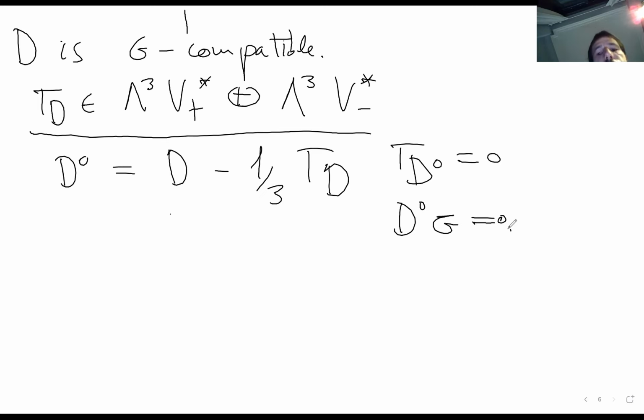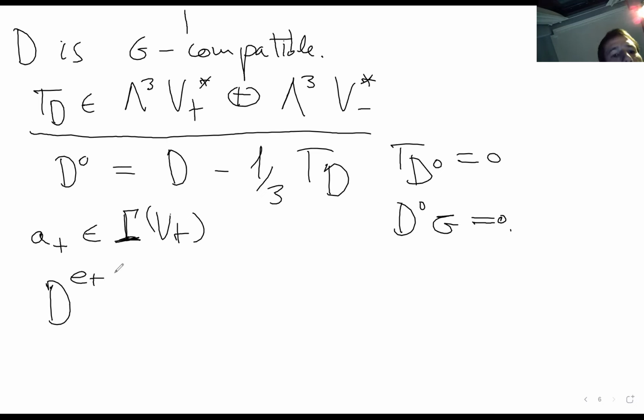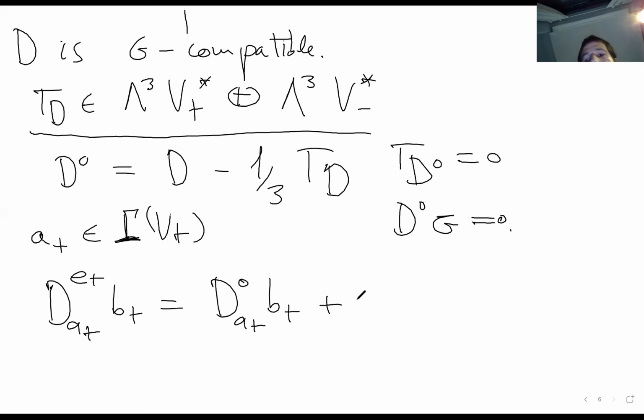Are there more? Yes, in fact there are more of these generalized connections, because if you take an element, for example, A plus in the sections of B plus, then you can deform this by doing the following. I define a new connection by modifying the pure type operator, for example, plus with respect to plus, as follows. I take D zero, a plus, b plus, and then I add a term which behaves formally like the modification of the Levi-Civita connection when you have a conformal rescaling. So this is a plus b plus. Sorry, this should be e, not a.